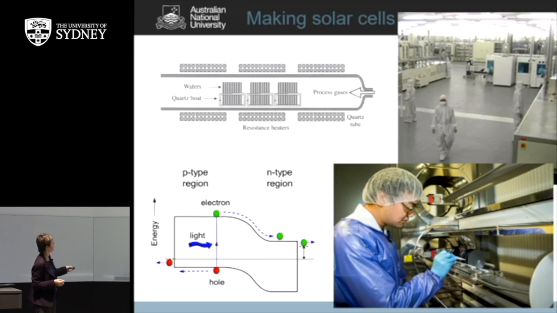So this is what it looks like in our labs with the furnace going in and the wafers going into the furnace, and this is what it looks like in a factory. And you can see these guys are all dressed up because we don't want any impurities to get into the solar cell, because we just put a lot of effort into making sure that everything was really clean, and we don't want any impurities to get into the solar cells.